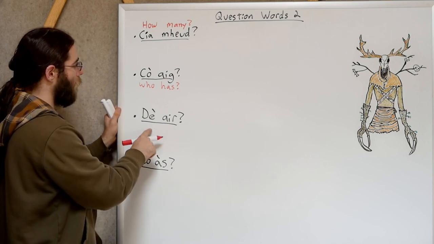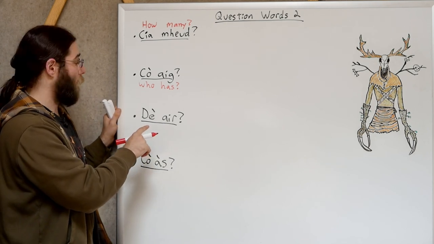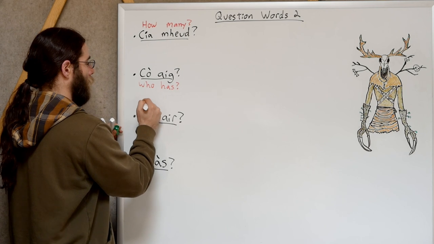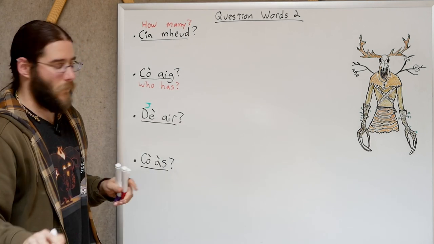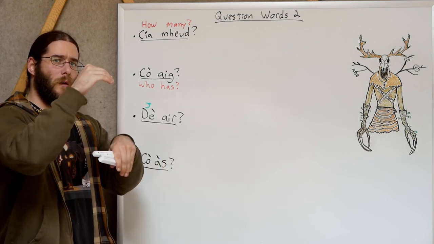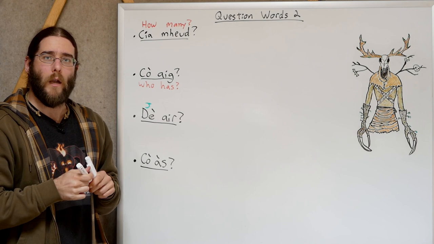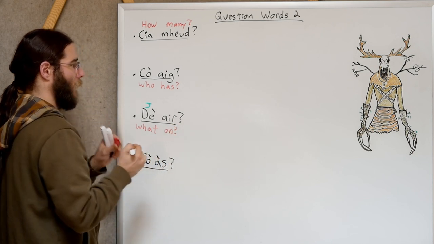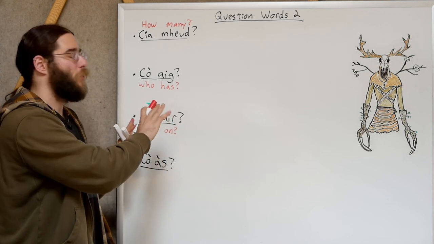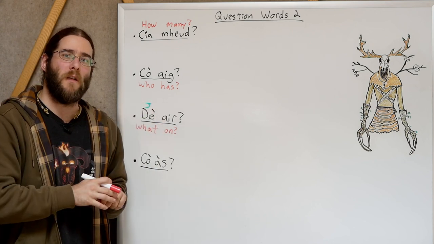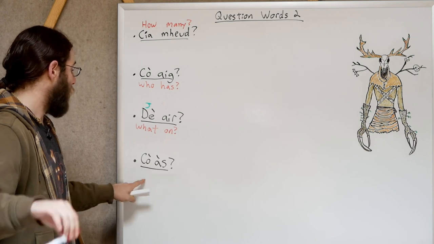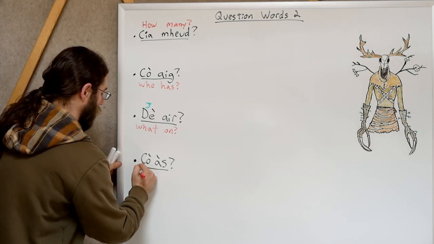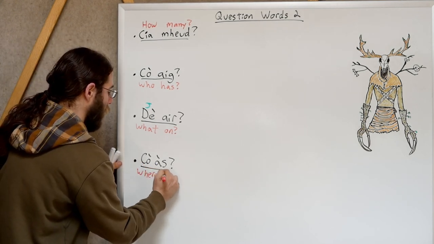J-ed. Remember, this D-E makes a J sound. Ed means on. So, what on? And again, that seems a bit strange, but when we add more to the question, it'll become a lot clearer. And then down here, one that you probably know already, you've heard a bunch, co-as means where from?